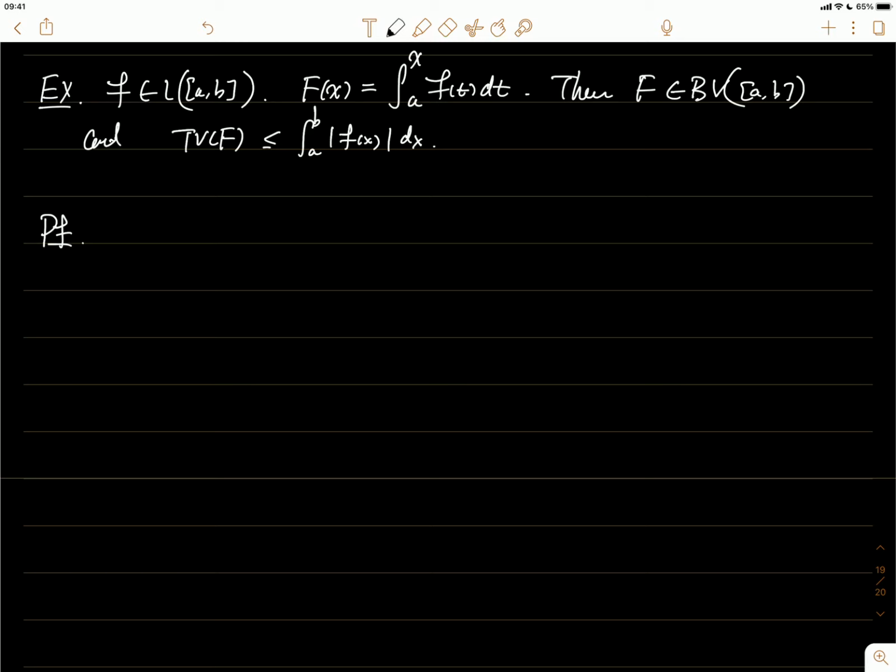Right. So to show that function F is BV, we can just show that every variation of this capital F is bounded by this quantity. If you can show that, then the TV is bounded by that quantity as well, right? Because the TV is the supremum of the variation of this thing. Okay. So now let's say for any partition delta, which is a partition of the interval AB.